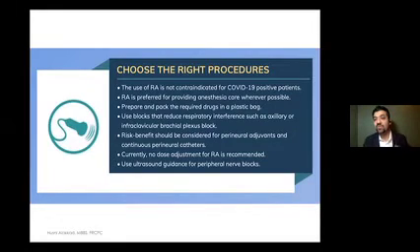Use blocks that preserve respiration. So maybe avoid interscalene or supraclav if you're worried about a pneumothorax or a phrenic nerve palsy, especially if the patient already has respiratory compromise. So use a distal block, something like an axillary block, an infraclav.